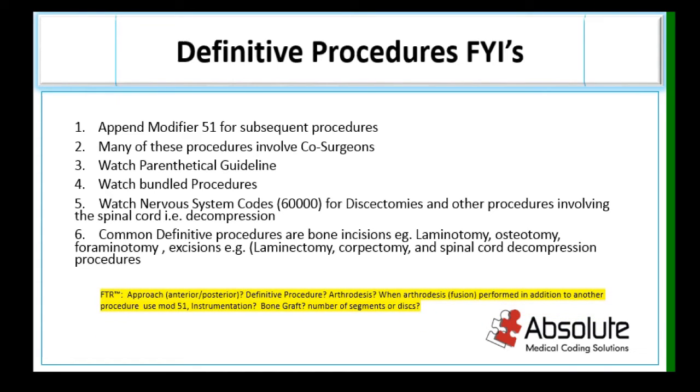So, like I said, we're not going to change the FTRs. The approach, anytime you see a definitive procedure, you should put the FTR there. The approach, the definitive procedure, arthrodesis. When arthrodesis is performed, you need to append modifier 51, and is instrumentation performed, bone grafting performed, and you need to know the number of discs and segments, and just make sure that you're aware of these FYIs.